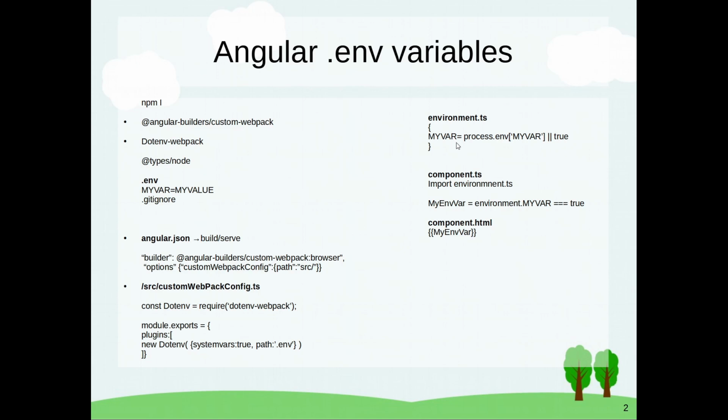Then, in order to use this inside of the real component, we need to import the environmental file. So we're doing here a little casting, where we're testing the variable whether it's Boolean. In this way, the result will go to our my.env variable, which then can be used inside of the component or inside of the template.